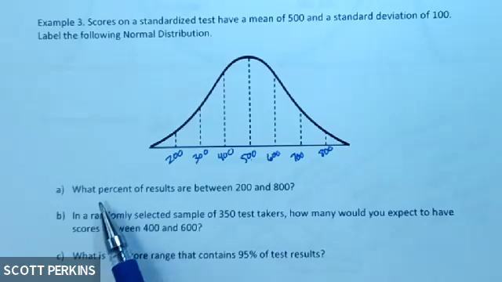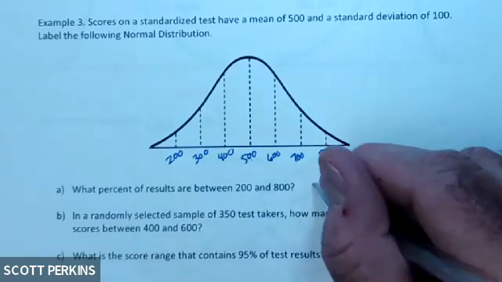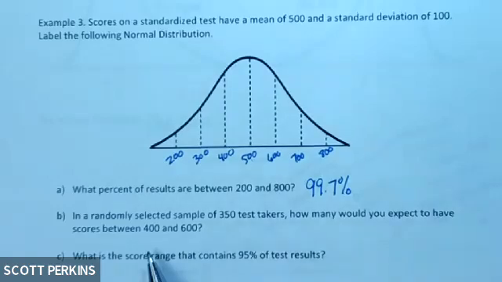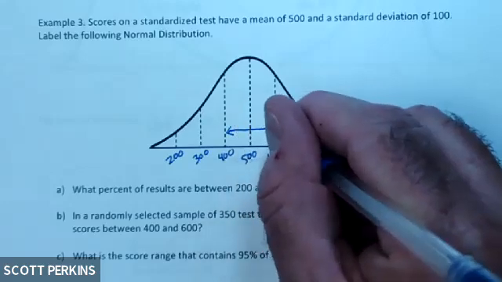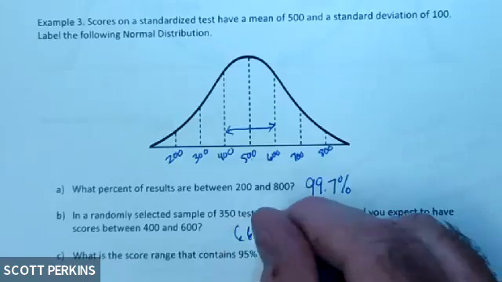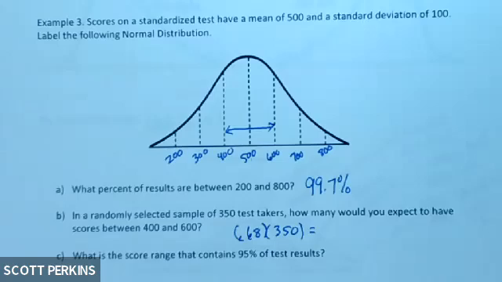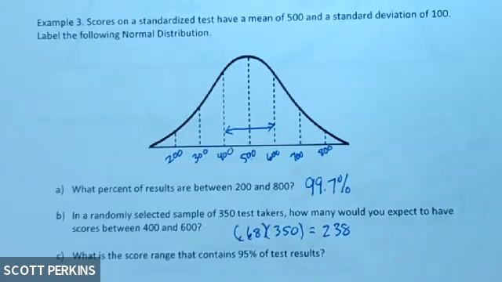So what percent of the results are between 200 and 800? Well, that's 3 below to 3 above. So that's 99.7%. If we randomly select 350 test takers, how many score between 400 and 600? Well, 400 and 600 is one standard deviation in each direction. So that is 68% of the 350. And what is that value? Okay, 238.